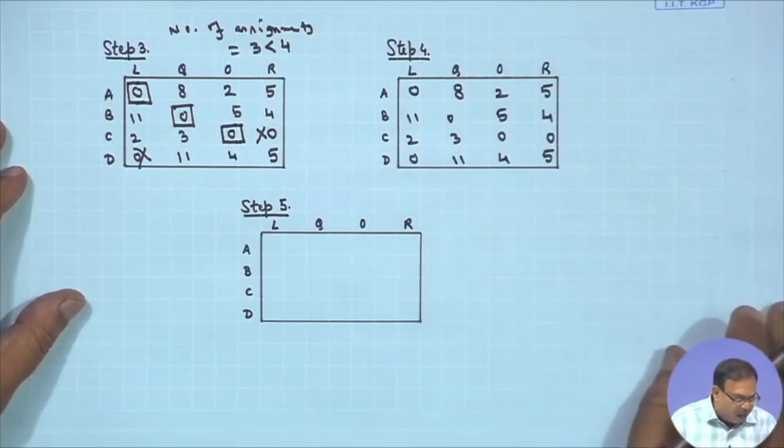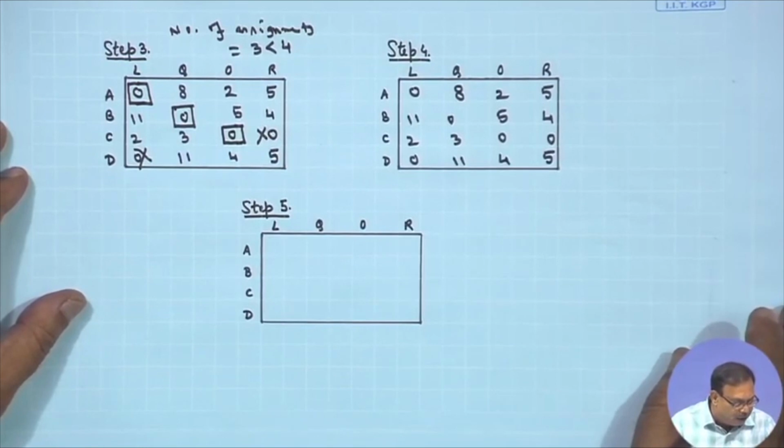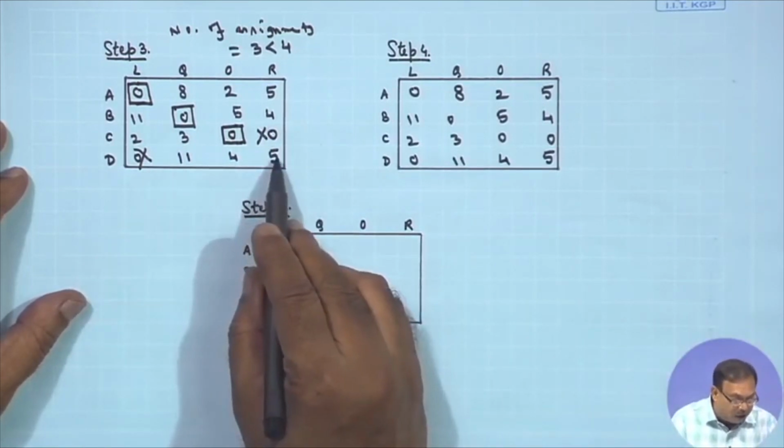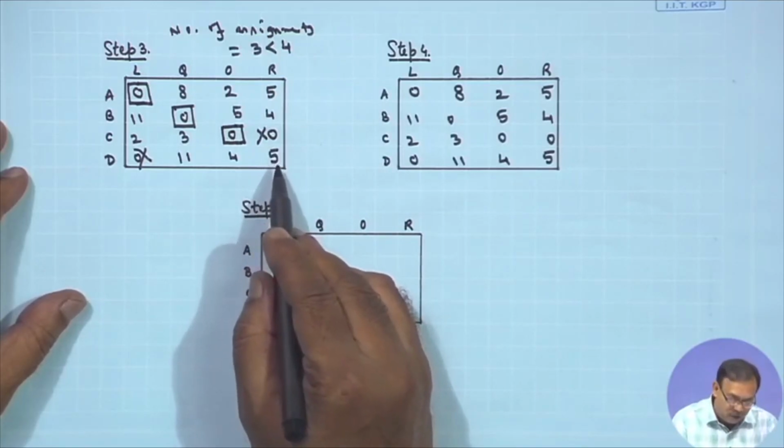You first tick mark the unoccupied rows, and the corresponding columns in the unoccupied row where you have 0.